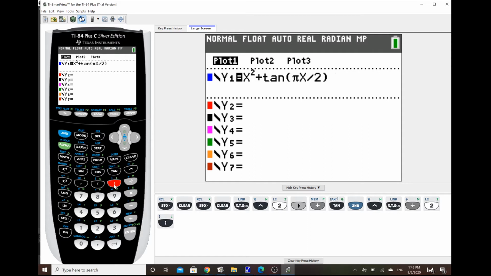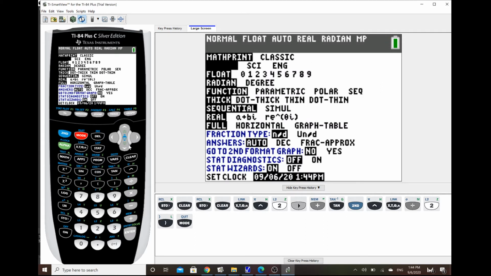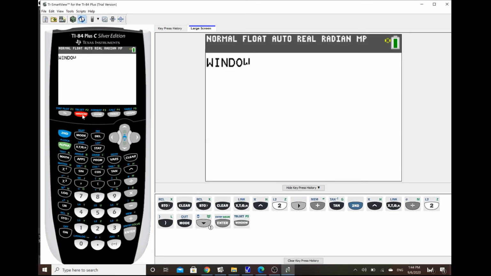Another thing you need to make sure of here, because we're dealing with a trig function, it's not just algebraic, but also trigonometric. So for the mode, instead of using degree, you're using radian. Make sure radian is highlighted. So go down to radian and then press enter. Mine is already in radian, but I just want to show you how to convert it from degree to radian.